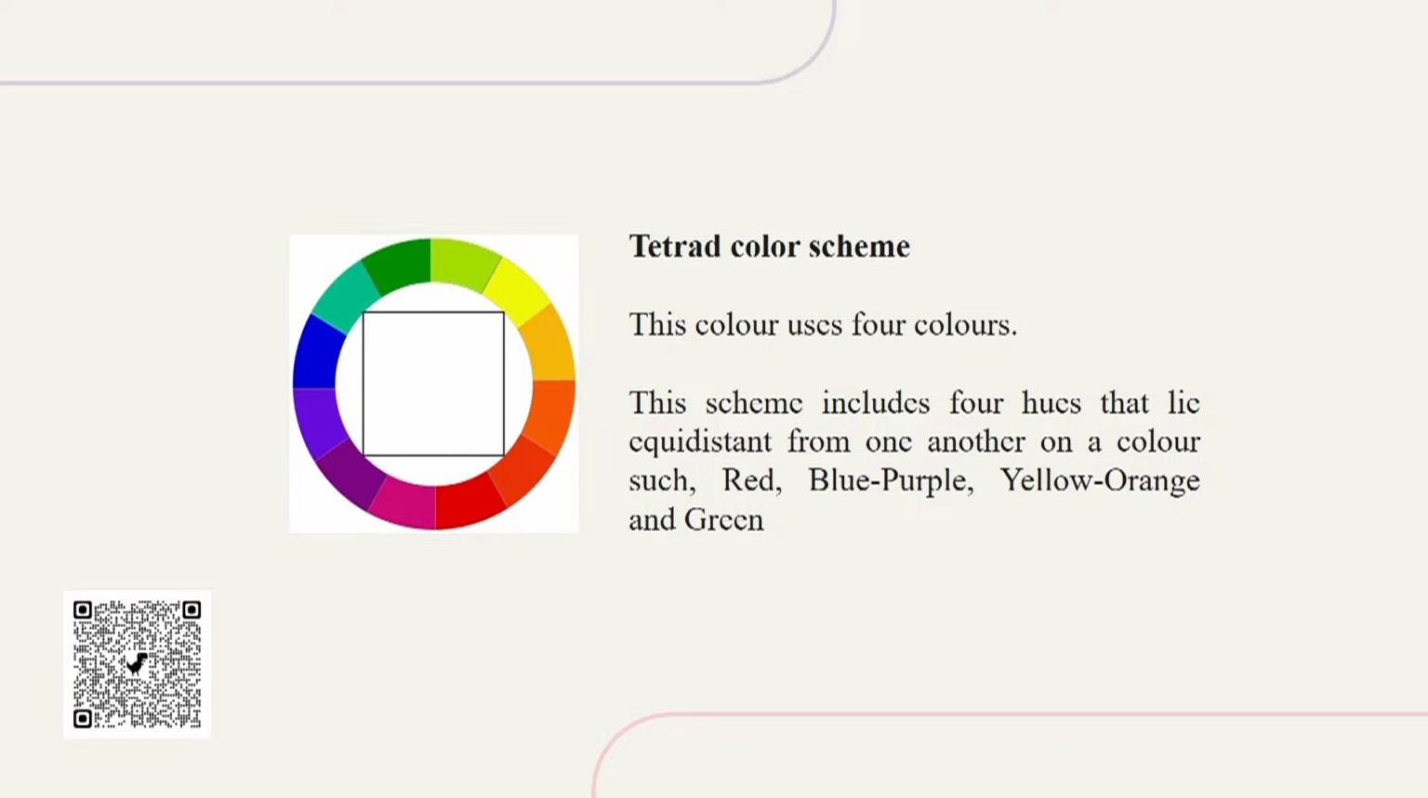You can see how a square has been drawn on the color wheel, and therefore the selection of the 4 colors has been made by drawing a square, and the gap between all the 4 colors is the same. After every 2 colors, 1 color has been picked. So learners, remember from the word tetra that there will always be 4 colors in the tetrad color scheme.